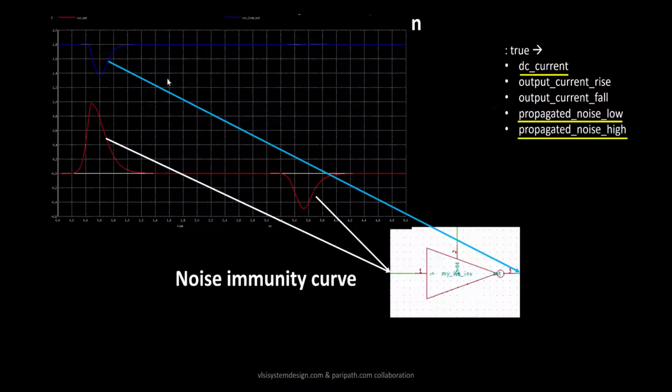For example, if this kind of information, these sizes of information, is present in the table, the STA tool will take that information, and if it sees a bump of this height, it will safely ignore it. That's what is called a noise immunity curve, which is present in the form of propagated noise low and propagated noise high. So let's look into how that table looks.